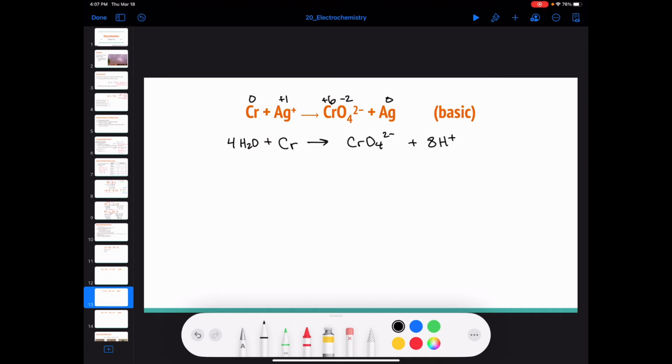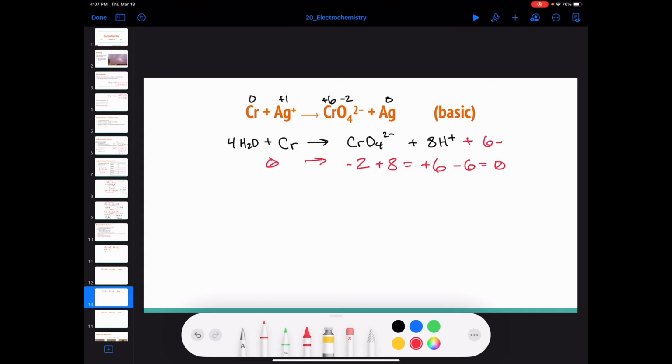Okay, what else? Well, that one looks good, except we need to do the charges, right? So we currently have a 0 charge on the left-hand side, and on the right we've got a negative 2 and a positive 8, so that gives us a positive 6. So that means that we're actually going to have to add in 6 electrons over here, right? Because if we add in 6 negatives, that'll give us 0, and then things will be balanced.